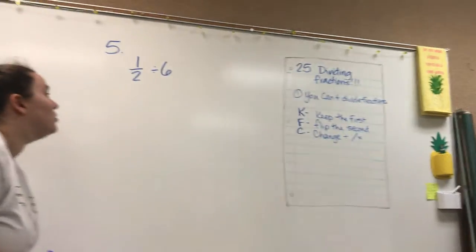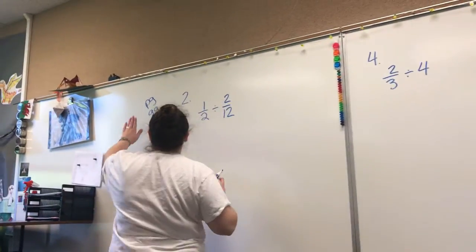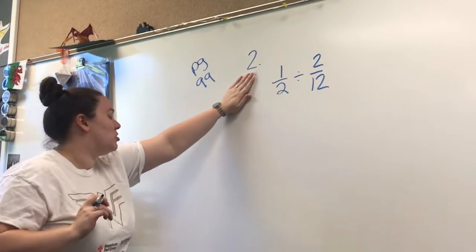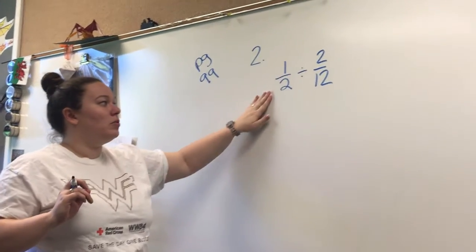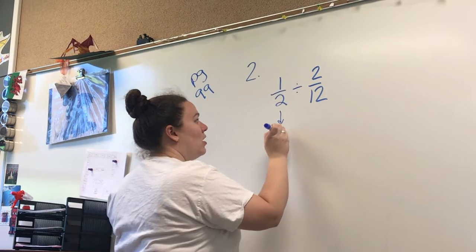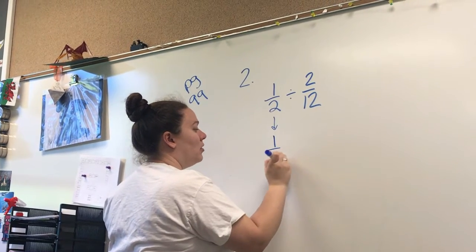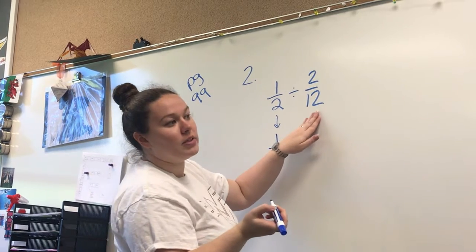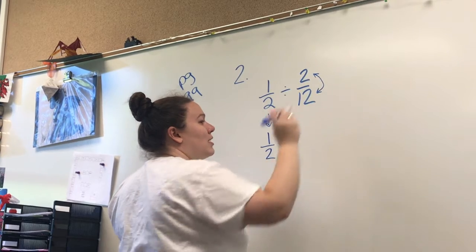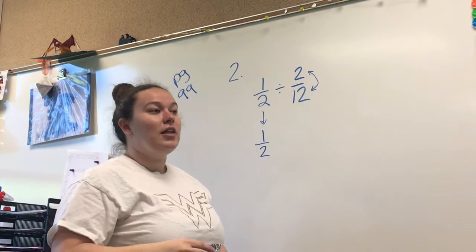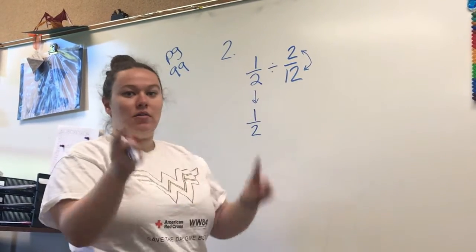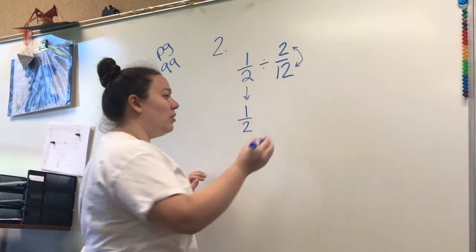So now we're going to flip on over to your book. We're on page 99 in your book, and we're working with problem number 2. Okay, so following the rule, KFC, keep the first one. So I'm just going to drop it down, and I am going to keep the first fraction. The second one is flip the second. Anytime it says to flip a fraction, the vocabulary word for that is reciprocal. Okay, that just means it's flipped. So there's your vocabulary word for the day.